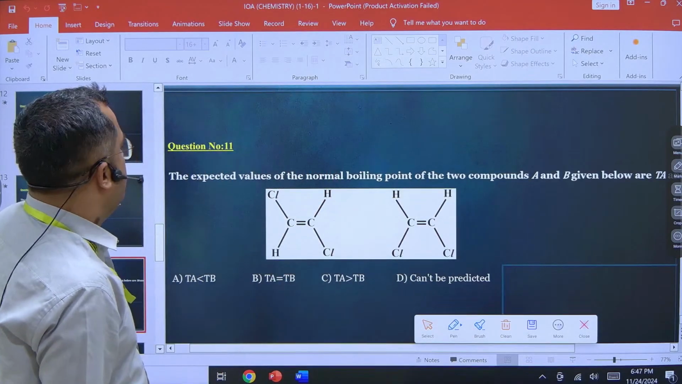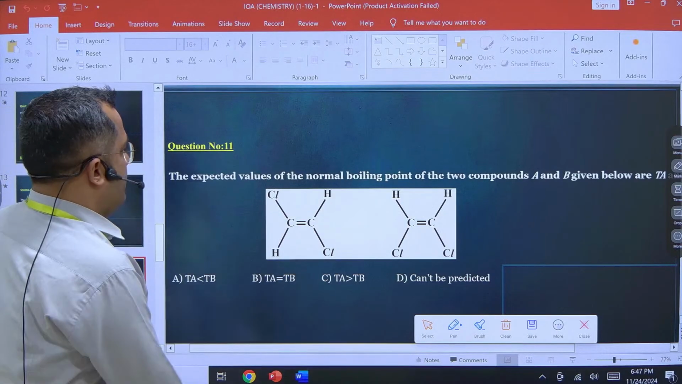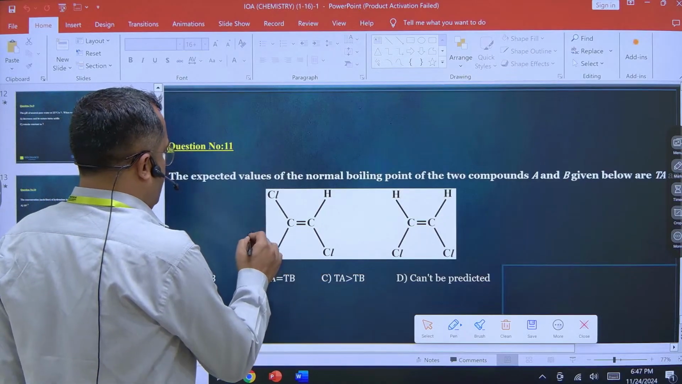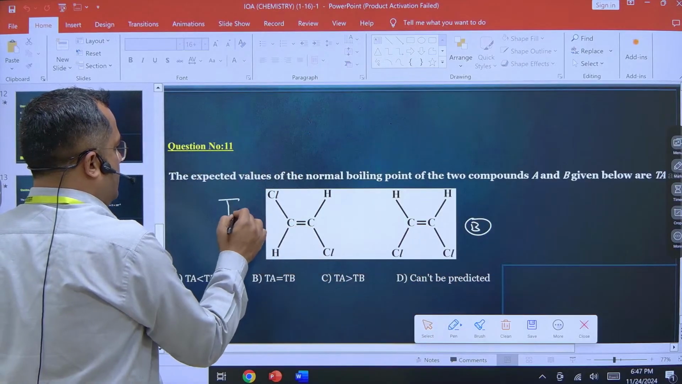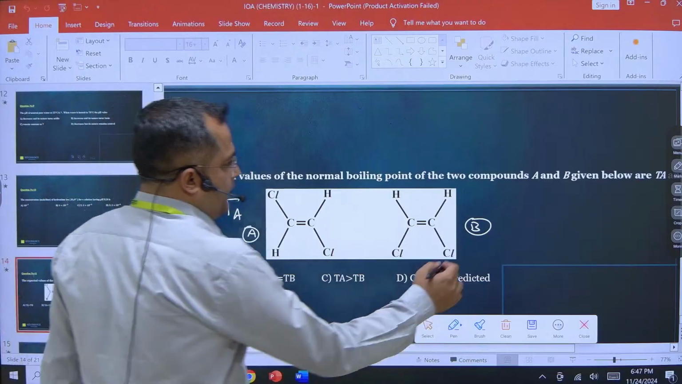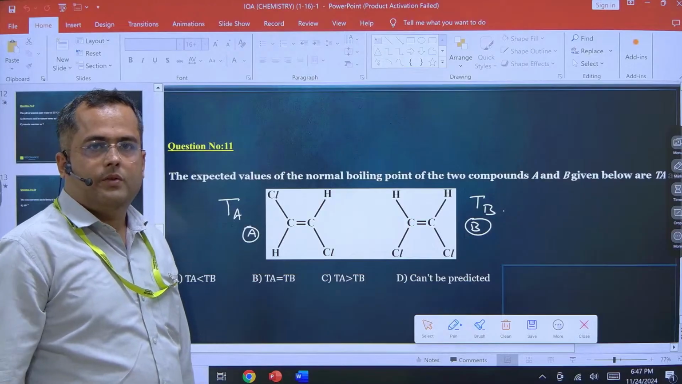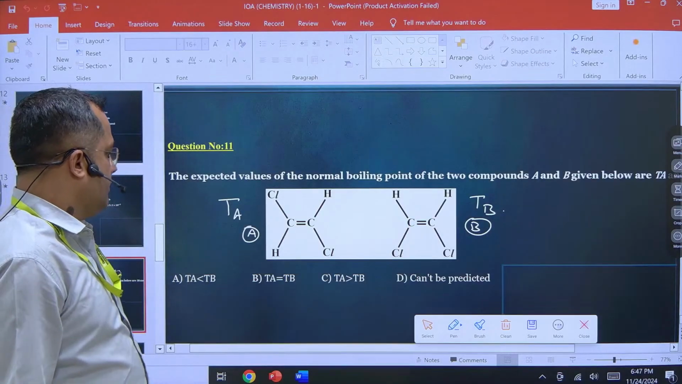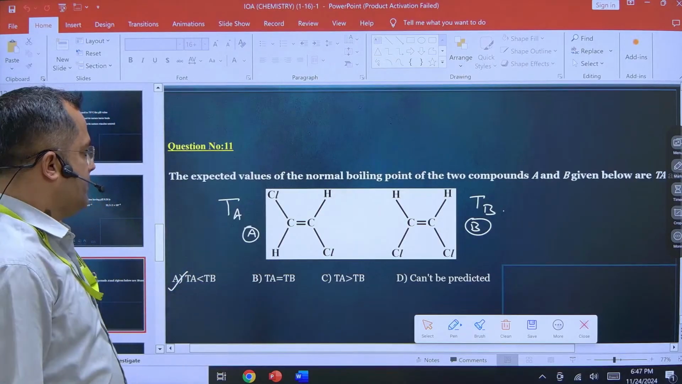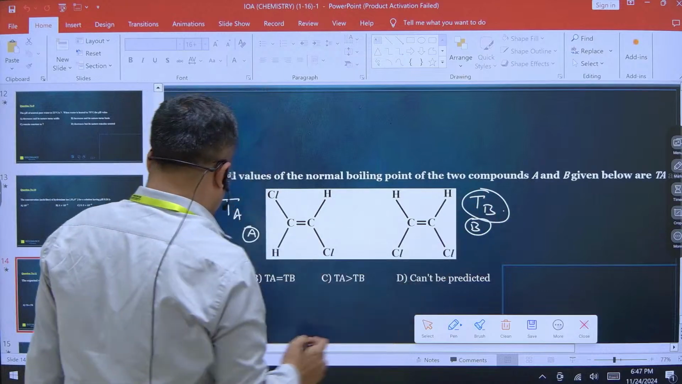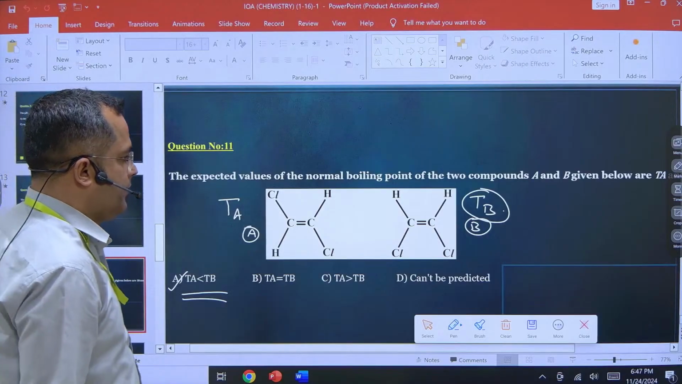A and B, the expected normal boiling points of the two compounds are TA and TB. This is A and this one is B, and for the first one the boiling point is TA, and for the second one TB is the boiling point. So we can correlate from dipole moment also. B is the correct option. See here, TB is more. It is written here, TB is greater than TA. Okay, very simple question.